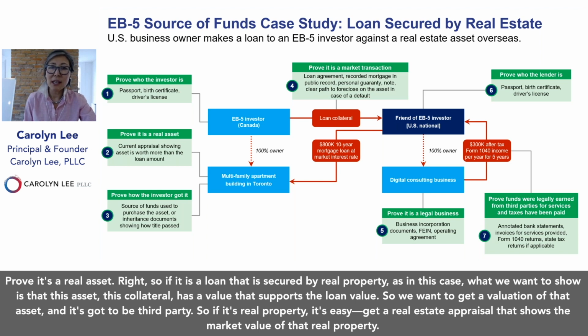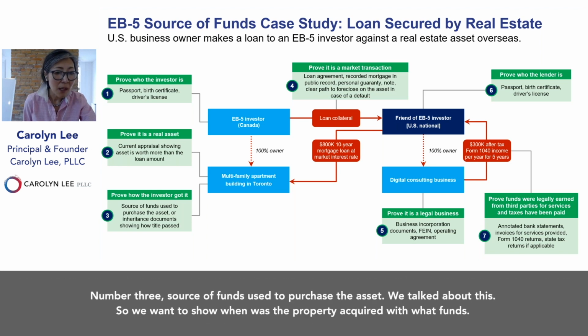If it is a loan that is secured by real property, as in this case, what we want to show is that this asset, this collateral, has a value that supports the loan value. So we want to get a valuation of that asset, and it's got to be third party. If it's real property, it's easy: get a real estate appraisal that shows the market value of that real property. Number 3, source of funds used to purchase the asset. We want to show when the property was acquired, with what funds.